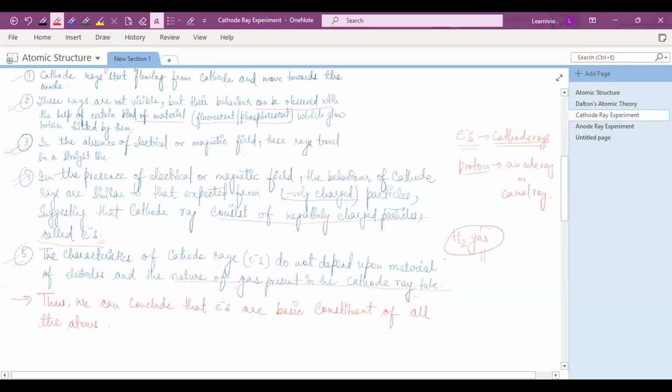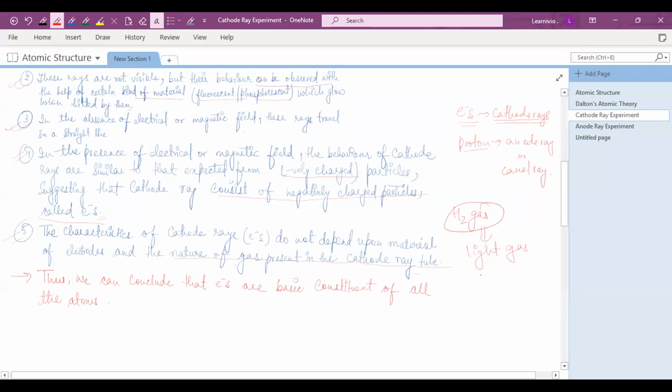What property of hydrogen makes it preferable? Because it is lighter. It is a light gas, and it has a very simple atomic structure, meaning atomic number is 1, atomic mass is 1. It has the ease of ionization; it ionizes easily. That's why we take it as the ideal gas, and prefer hydrogen gas over other gases.